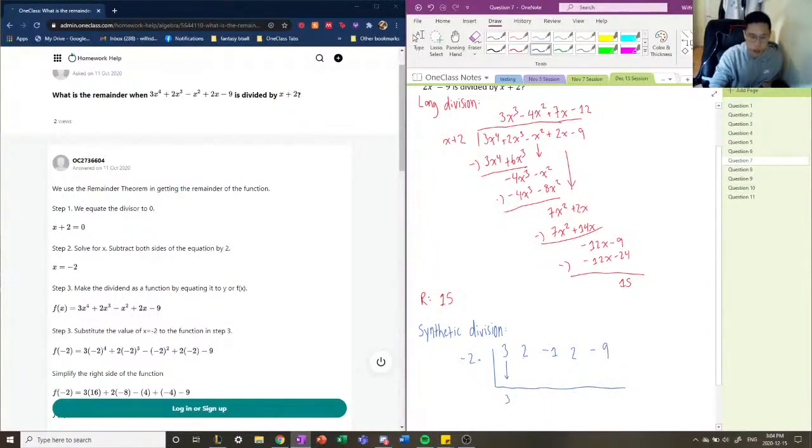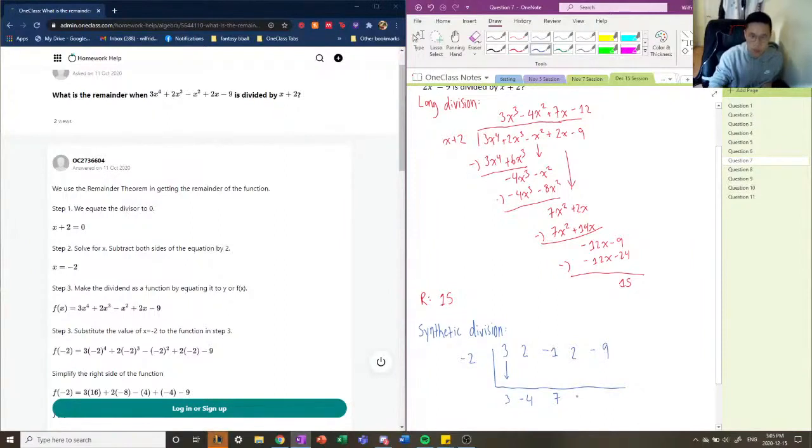Okay? So if we move our term down, times it by -2 is -6, and add it to 2, we would get -4. Now we're going to do -2 times -4, which is 8. Add it to -1, which would be 7.